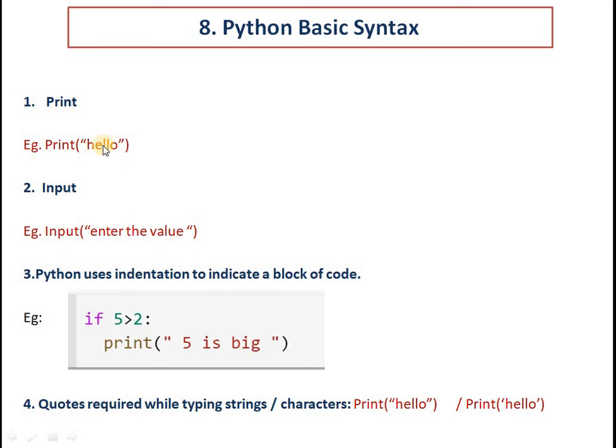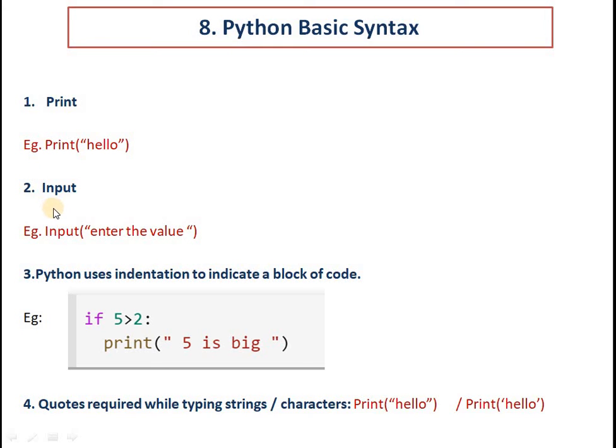If you are printing some characters, you should mention double quotes, or even you can use single quotes. If you are printing some values, no need of double quotes. Like a is equal to 5 and you are going to print the value of a, that is print a, there is no need of double quotes. Hope you could understand it, right? If you want to display these characters fully, print hello, it needs double quotes. In another example, a is equal to 5 and you are going to print the value of a, that is print a. There is no need of double quotes because you are just going to take the value of a and print it.